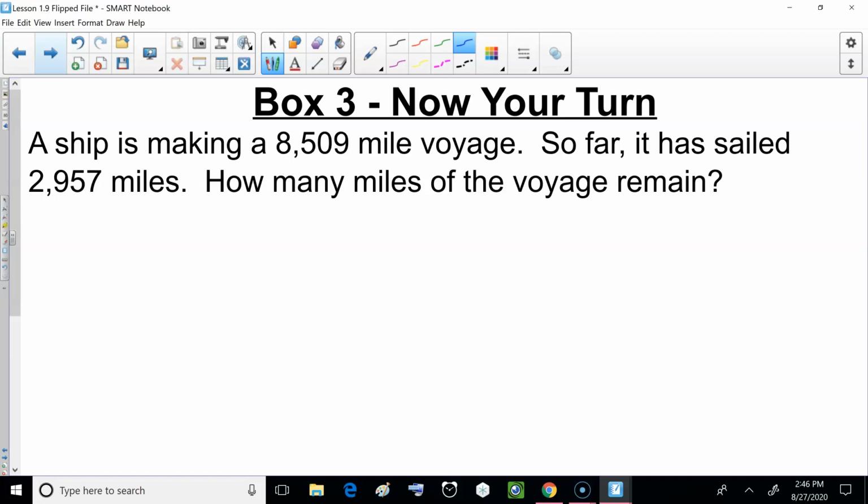You also have a word problem that we'd like you to solve as well. A ship is making a 8,509 mile voyage. So far, it has sailed 2,957 miles. How many miles of the voyage remain? So pause it right now, see if you can answer that word problem. Make sure you can get the correct label.